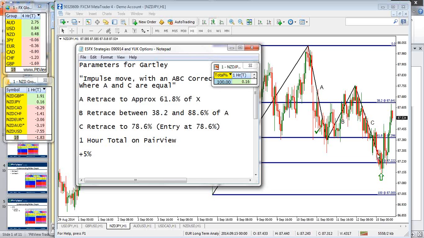Other times when pair view can give us better entries is as it floats through, like it did here. You see it came through 78.6. If I'm trading this very aggressively, sometimes I'll put my entry in at the 78.6 level itself. If I'm looking at the pair view total, which you can see on New Zealand yen right in here, if I wait for that to go to a +5, oftentimes that can get me a little bit better of an entry.